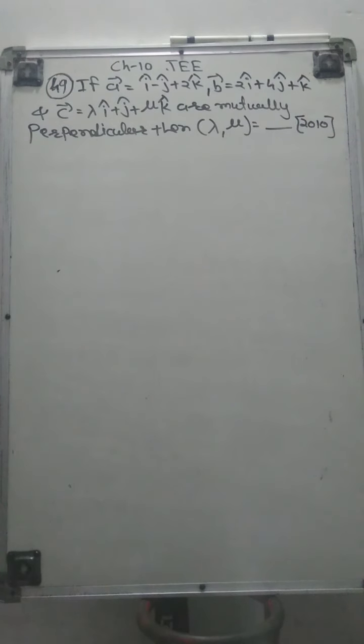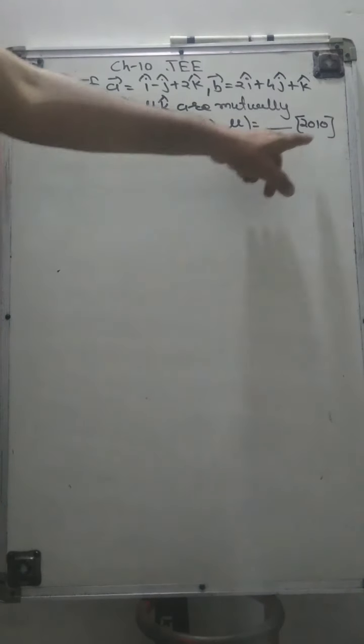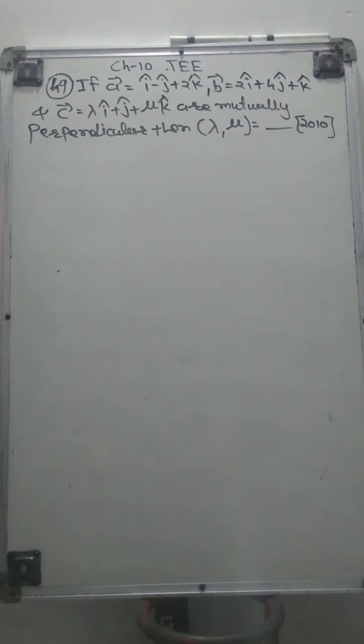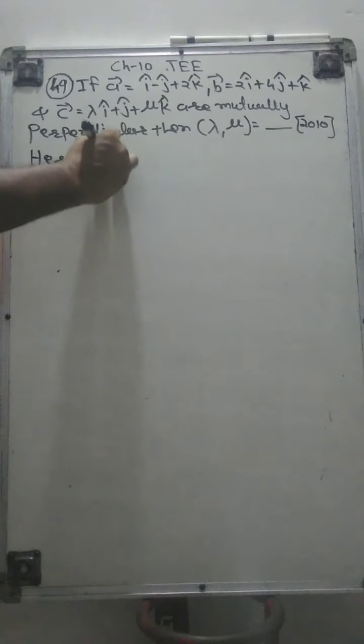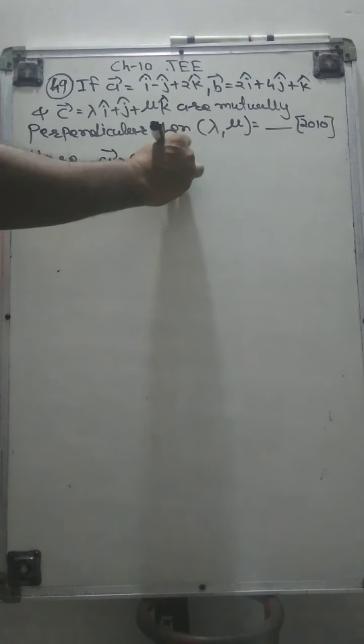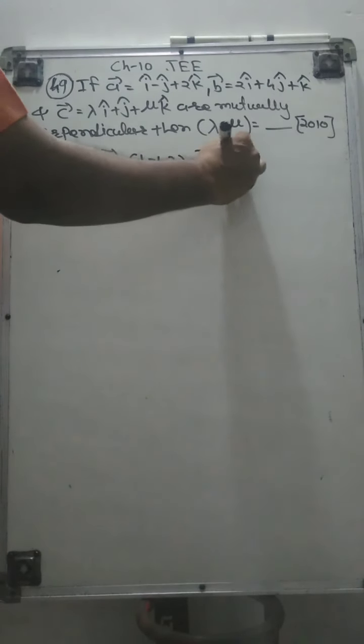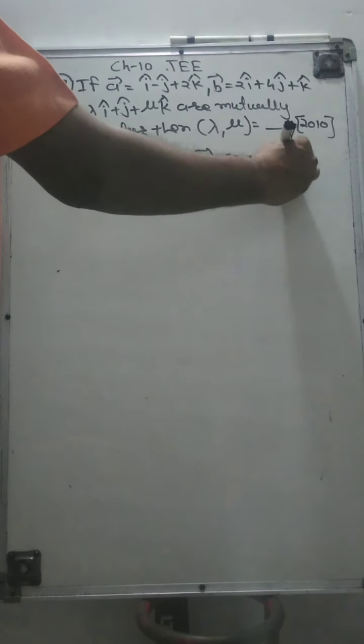Sum 49. If a bar is equal to i minus j plus 2k, b bar is 2i plus 4j plus k, and c bar is equal to lambda i plus j plus mu k are mutually perpendicular vectors, then lambda and mu are equal to dash. This is a 2010 JEE question. So first of all, here a bar is equal to 1, minus 1, 2, b bar is 2, 4, 1, and c bar is equal to lambda, 1, mu.